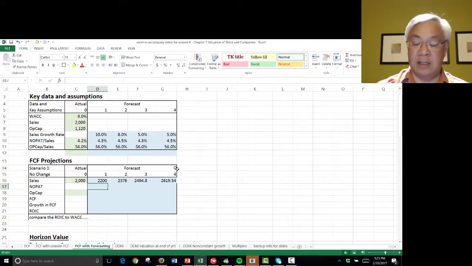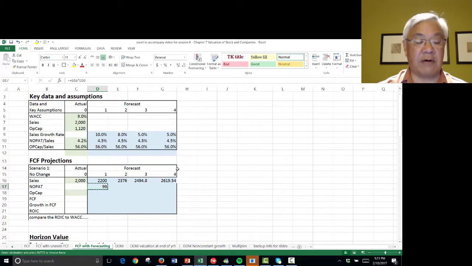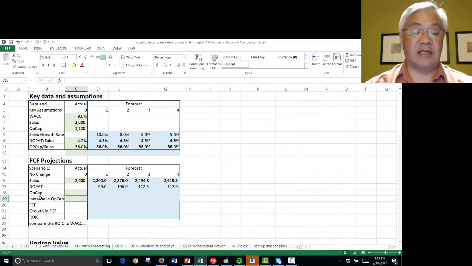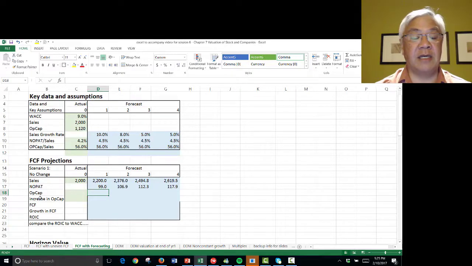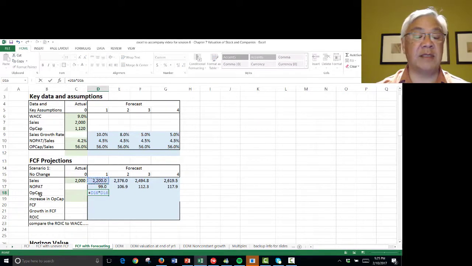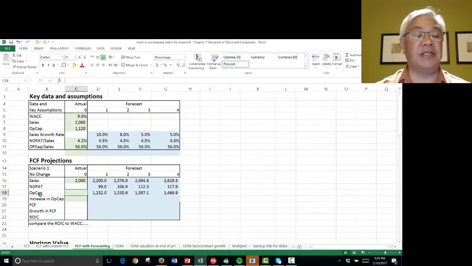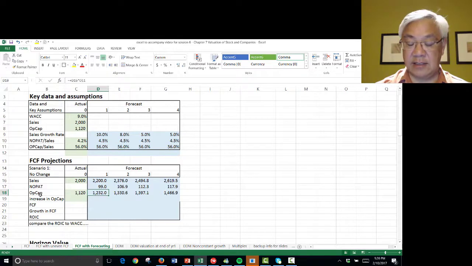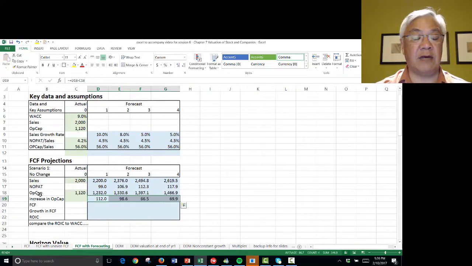So that's that. NOPAT is equal to sales times the NOPAT percent. And that's right here. And we can copy that across. Okay, so that gets us NOPAT. So next we have to work with operating capital. So operating capital we know was 56% of sales. So we can estimate for each of the years the operating capital. So let's start with year 1, 2,200 times the assumption of 56, copy that across, and we get that. So operating cap in the base year was given here, 1,120. So the delta, the increase, is equal to this year minus last year. And we copy that across to get the increment.